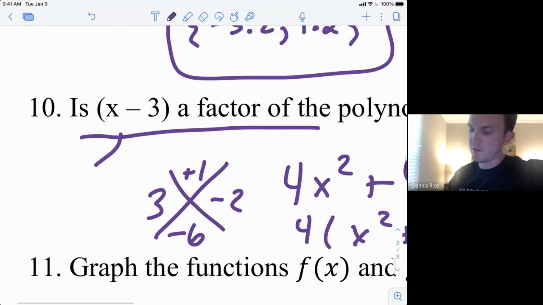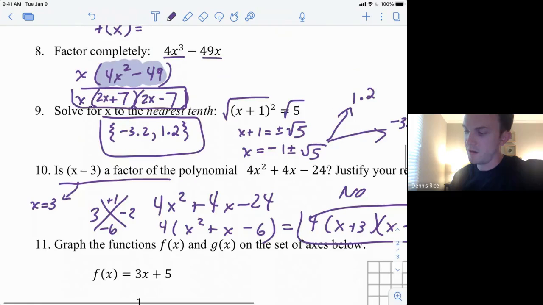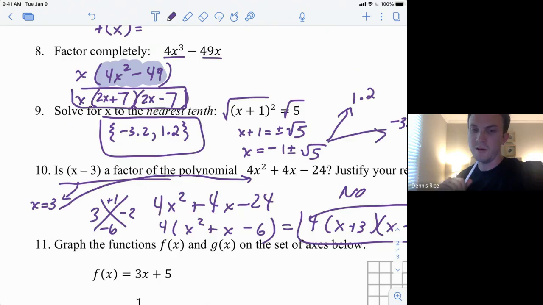If x minus 3 is a factor, that means that x equals 3 makes that equation equal to 0. So what you could do is plug in a 3 and see if you get 0. If you plug in a 3, you'll get 36 plus 12, 48 minus 24. You don't get a 0. So it wasn't a real root. Yeah, exactly. Not many people would notice or think of that, but that's a creative way of getting it.